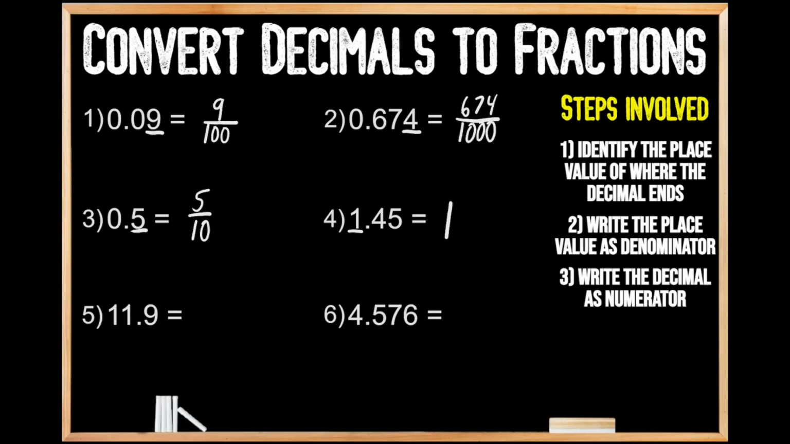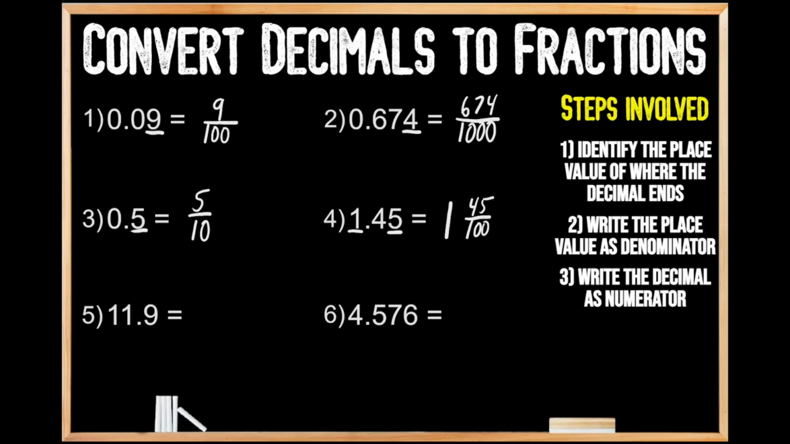Now that we've figured out the whole number for our mixed number, we're going to figure out the fractional part. That's where we resume the steps that we've already been following. First, we identify the place value where the decimal ends, which in this case is the hundredths place. So we're going to write a denominator of 100, and then for our numerator, we're going to write the value of the decimal, which in this case is 45, giving us a mixed number of 1 and 45/100ths.